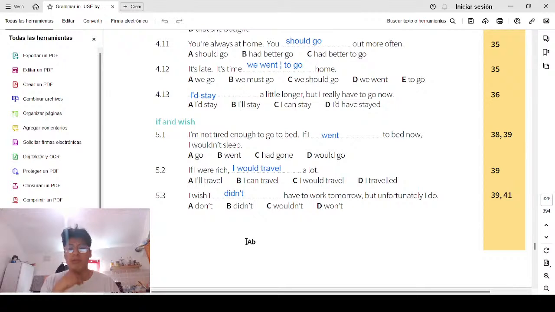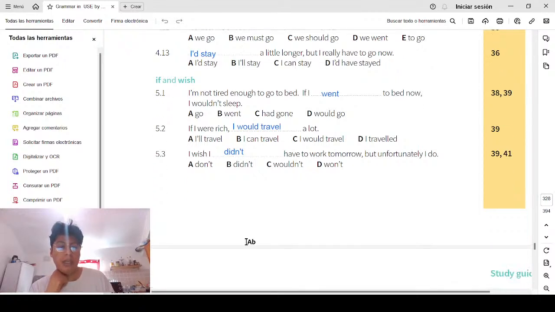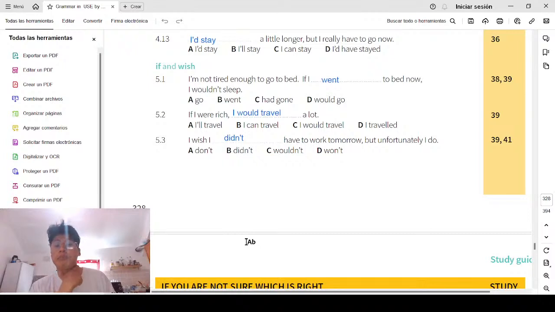I didn't have to work tomorrow, but unfortunately, I do. It's the same, we're talking about a hypothetical situation. So when you use "I wish," we're talking about the past: "I wish I didn't have to work tomorrow." When you want to talk about a hypothetical, imaginary situation, you always talk in the past, never in the present.